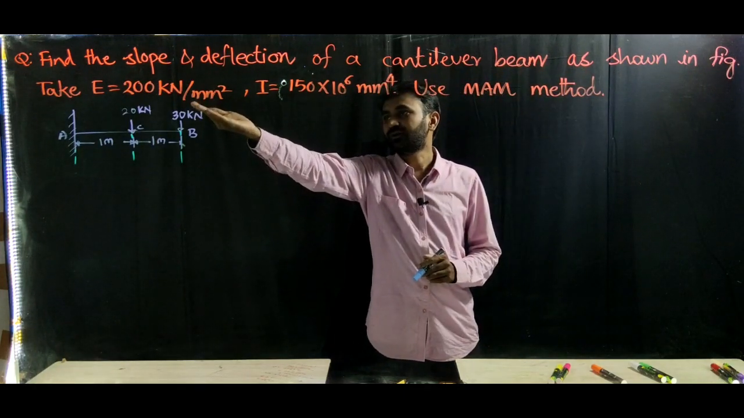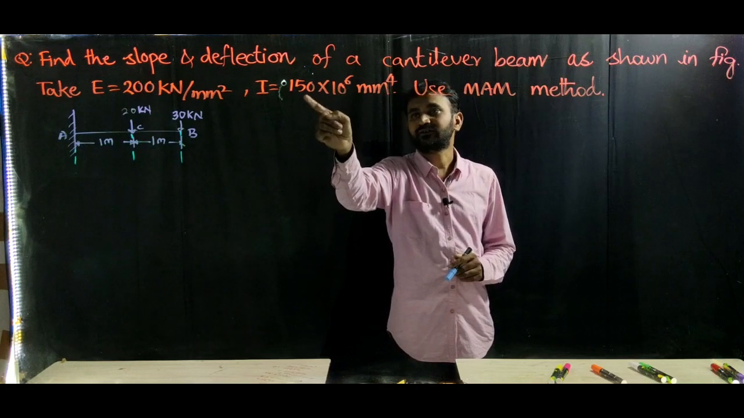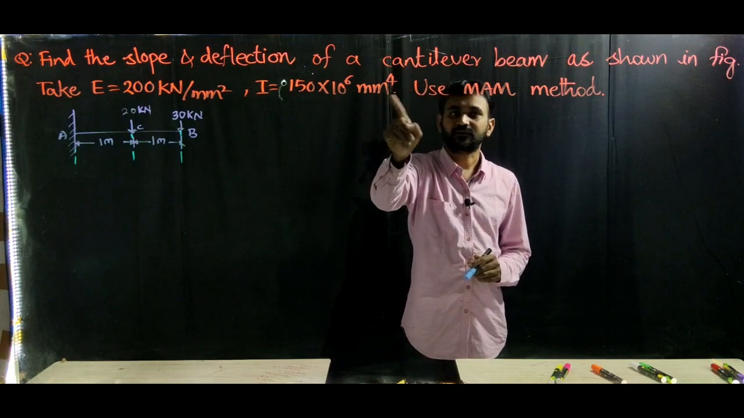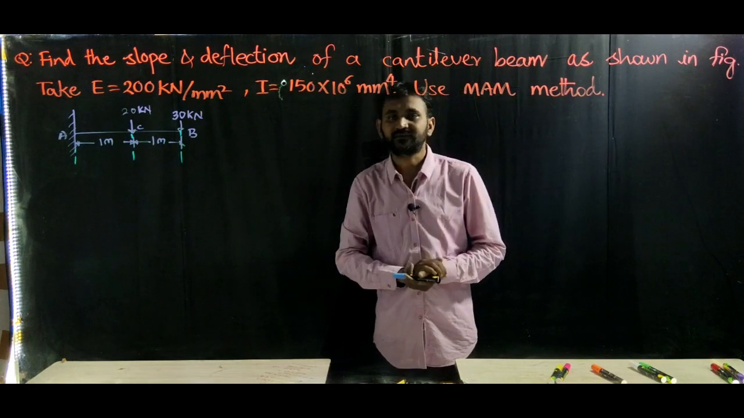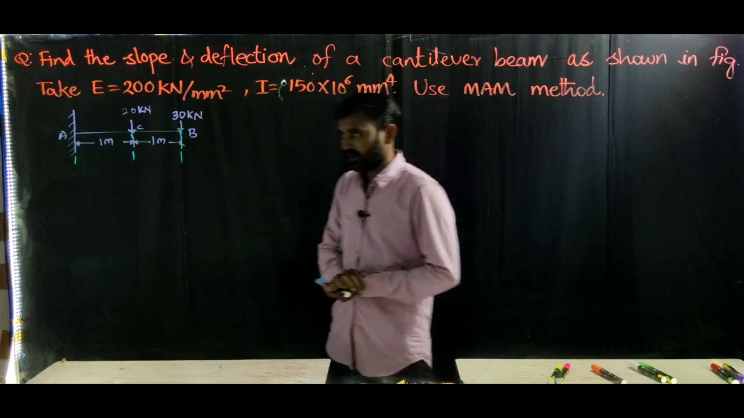Take E equal to 200 kN per mm square and I equal to 150 into 10 to the power of 6 mm to the power of 4. Same, use the moment area method. By using the same method we are going to solve this. So how to solve this?